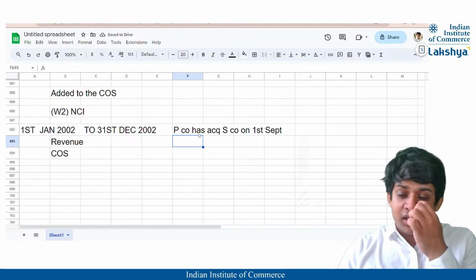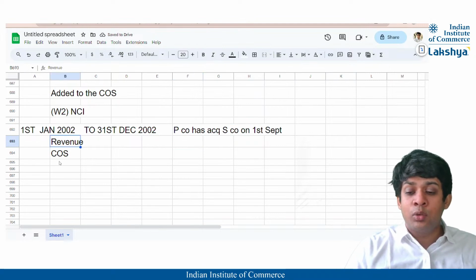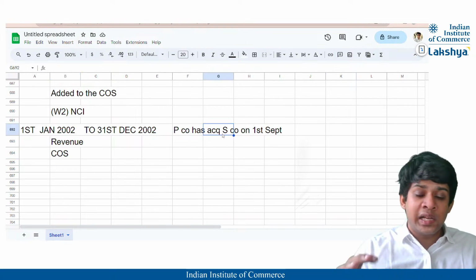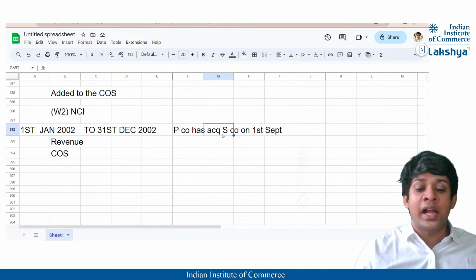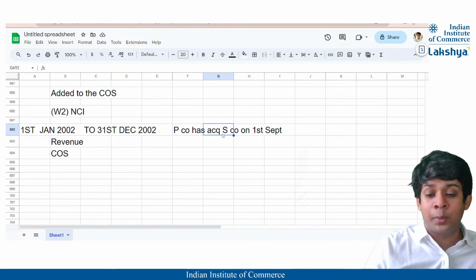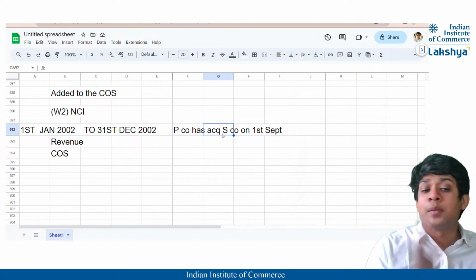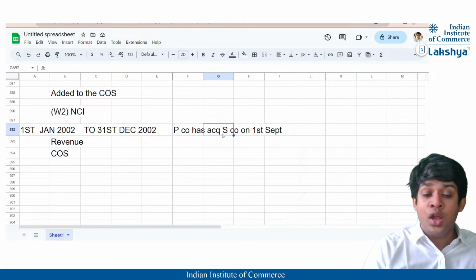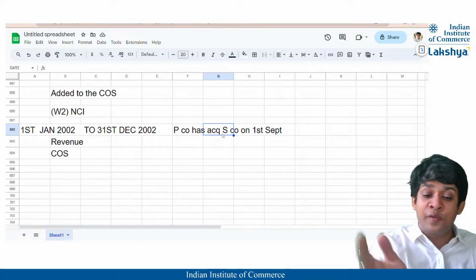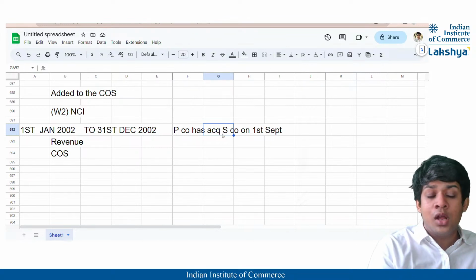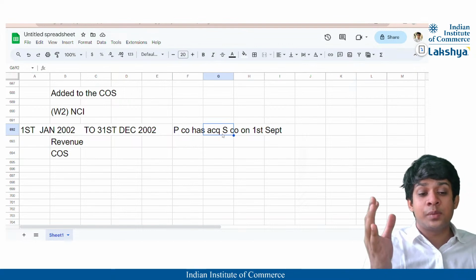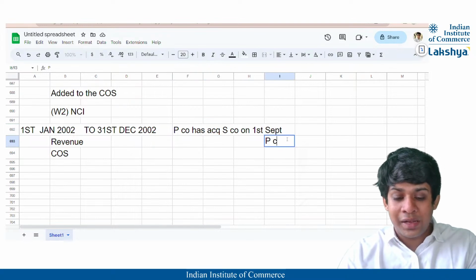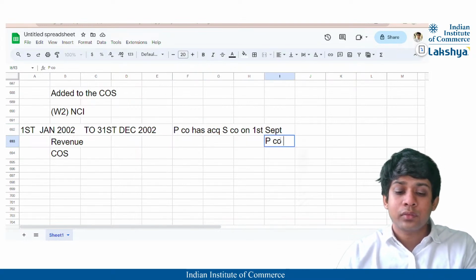Right? So before 1st September, whatever revenue is generated, whatever cost of sales has been incurred, that was solely entitled to the subsidiary company, because that was the operating activities and the profit and loss generated from the operating activities done by the subsidiary, right? But on 1st September, the parent company acquired the subsidiary. So whatever is the revenue of the subsidiary after 1st September, that will be included. Whatever is the cost of sales of the subsidiary after September, that will be included. So say for example, that for the parent company, right?